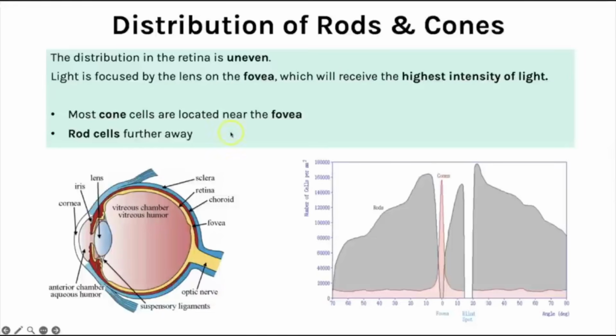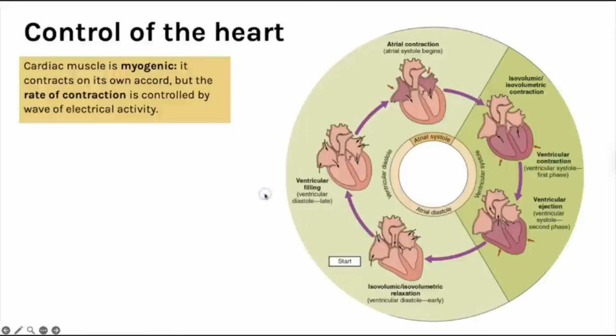Now, the distribution of the rods and cone cells is uneven in the retina of the eye. And here is the fovea. That is where the highest light intensity hits the retina because of where the light is focused through the lens. So at the fovea, you have most cone cells. We can see here that's where the fovea is. You have lots of cone cells there. Whereas the rod cells, because they still work at lower light intensity, are mainly located further away from the fovea because they'd still work in that location.